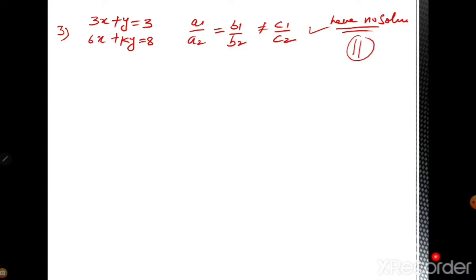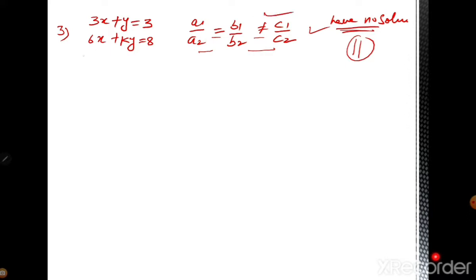Okay, so there are three conditions. If all three ratios are equal, then they have infinitely many solutions. If they are not equal, then a unique solution. If one is equal and one is not equal, they have no solution. This is a very easy way to remember. So here the condition is no solution, and we'll compare it with the equations.